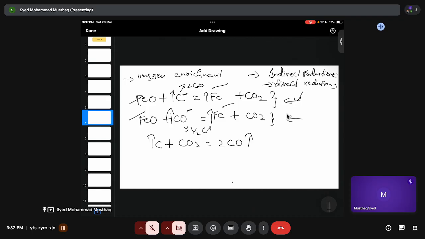So the best thing to have is, out of 3 parts or so, 2 parts taken by indirect reduction and 1 part by direct reduction. That's how the heat balance can be maintained. So there is a limit to which you can use oxygen also. The maximum limit for oxygen enrichment is below 9%.